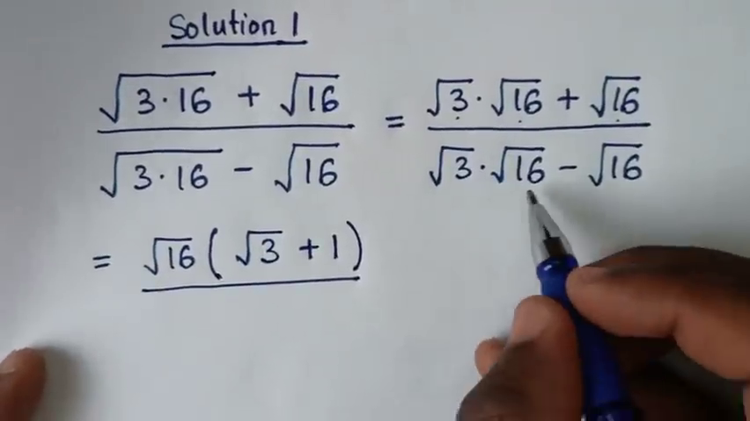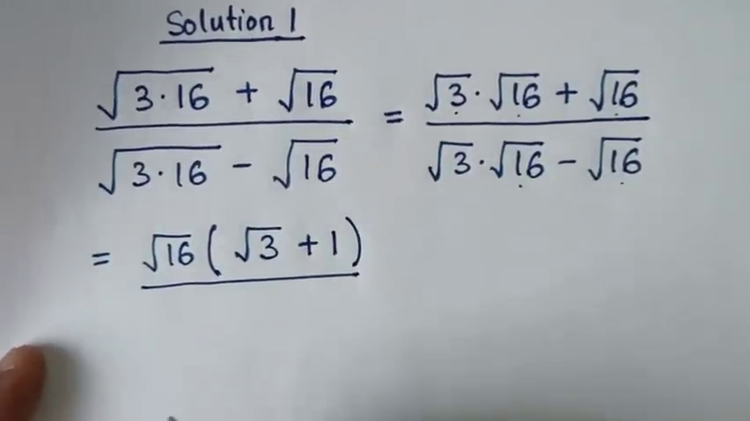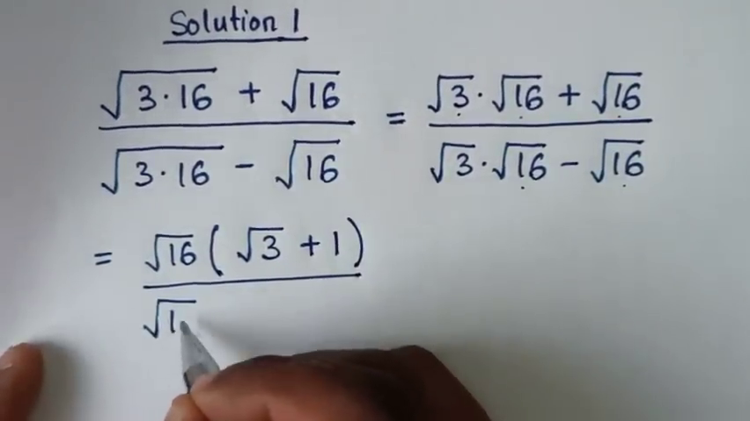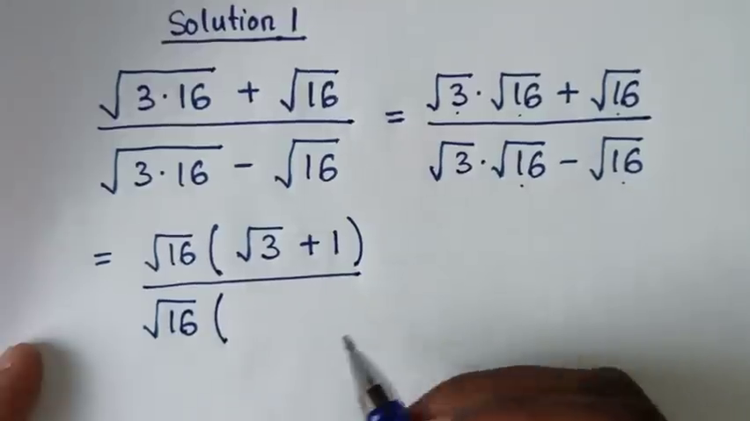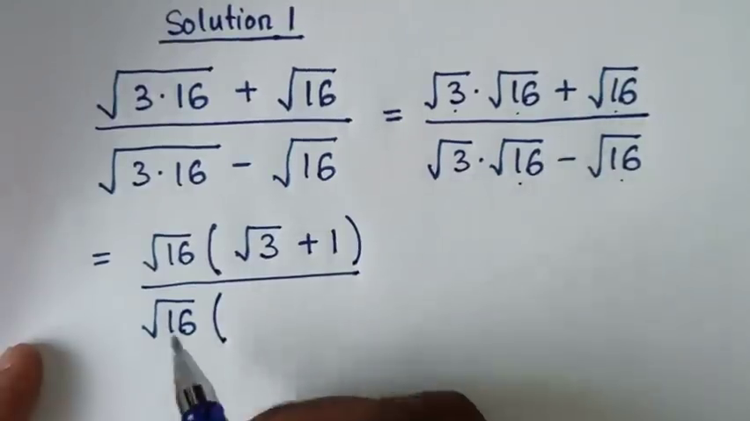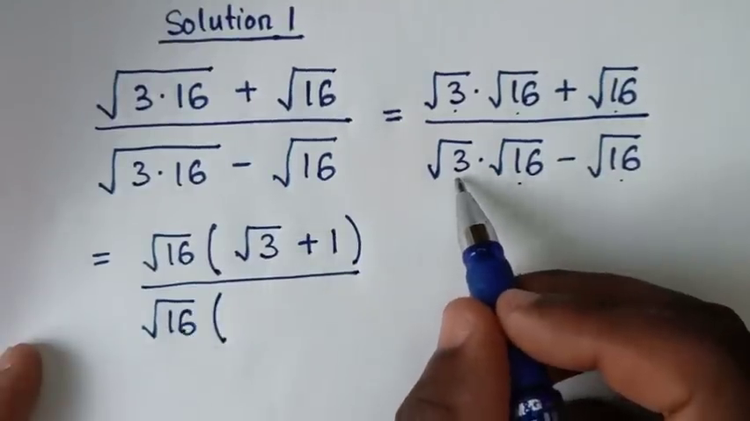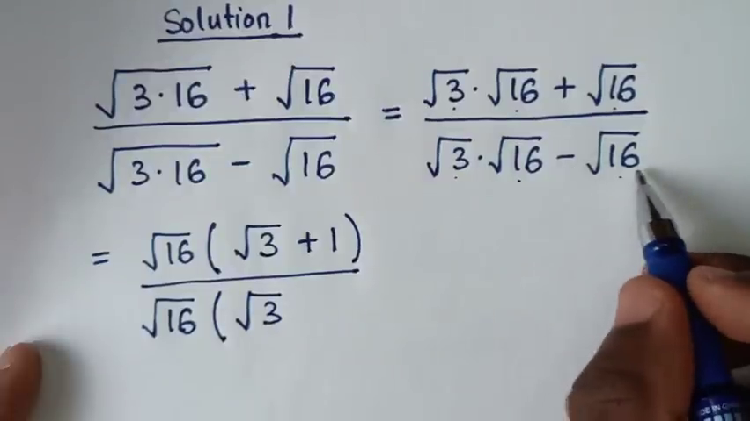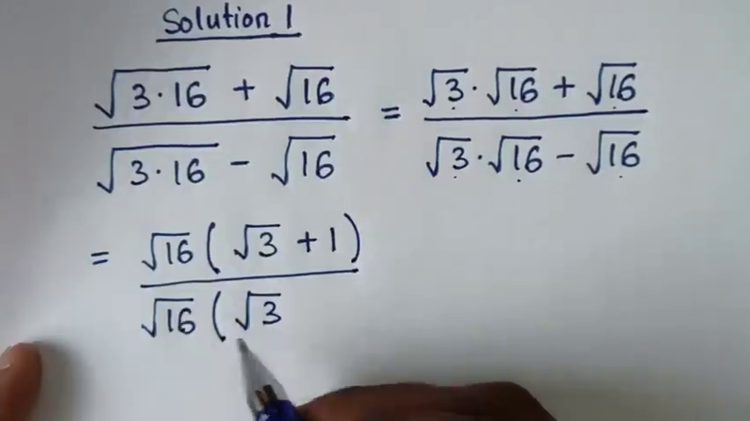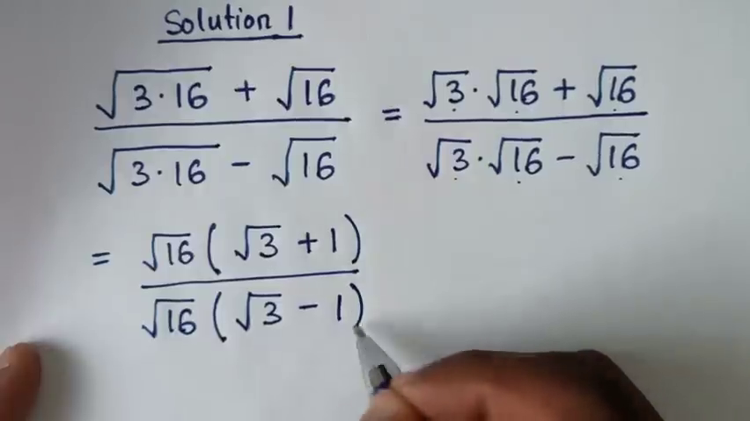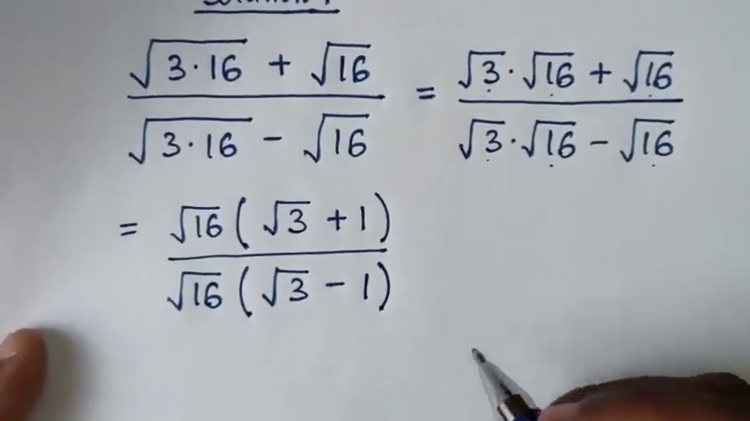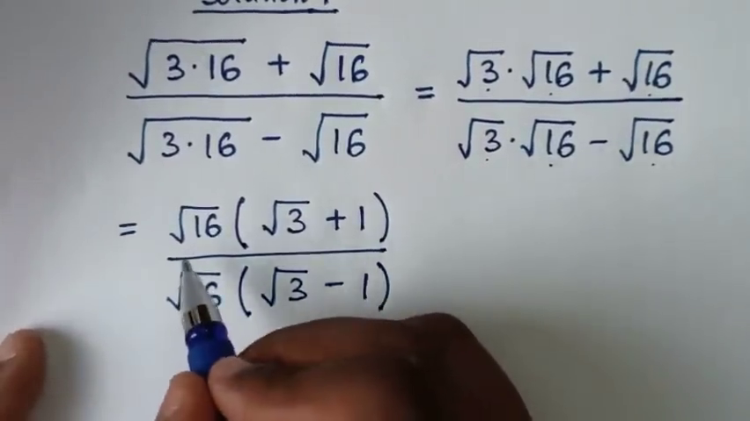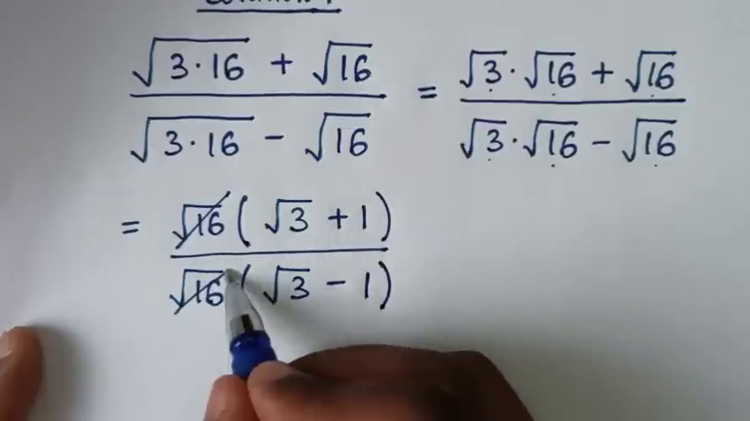In the denominator, also this square root of 16 is common. So we'll take square root of 16 out of the bracket. This divided by this square root of 16, it is this square root of 3. So it will be square root of 3. Then negative square root of 16 divided by square root of 16, it is negative 1, bracket. Then in the next step, to simplify, this square root of 16 will cancel this square root of 16.